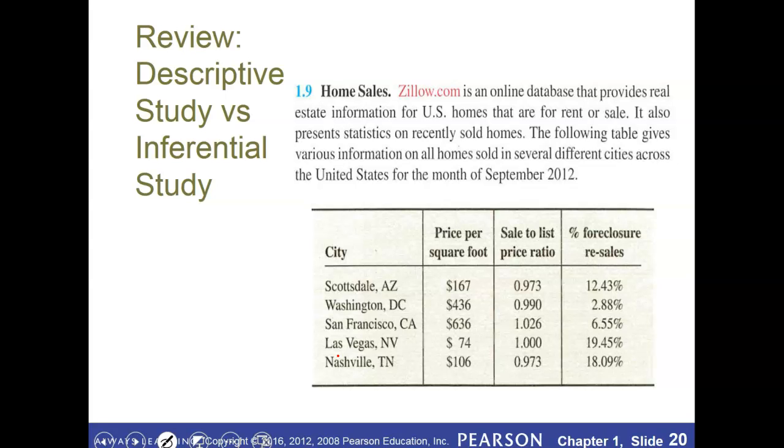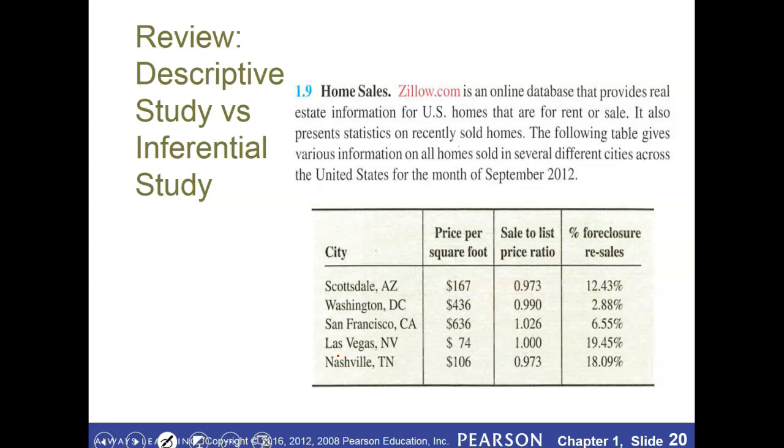Zillow.com, I don't know if you have seen this, but you can go to Zillow.com right now, and it's just a simple database that provides real estate information for U.S. homes that are for rent or for sale all over the country. And you can see current statistics on recently sold homes in your neighborhood, as well as in Fort Wayne or in Indiana. But the following table gives various information on all homes sold in several different cities across the United States.